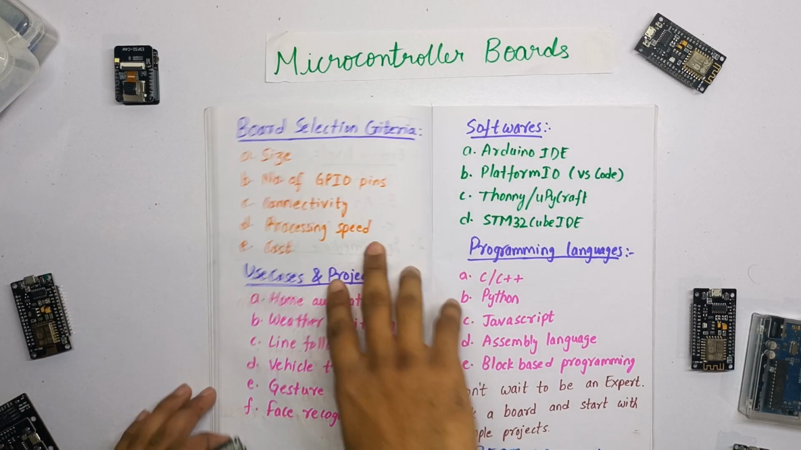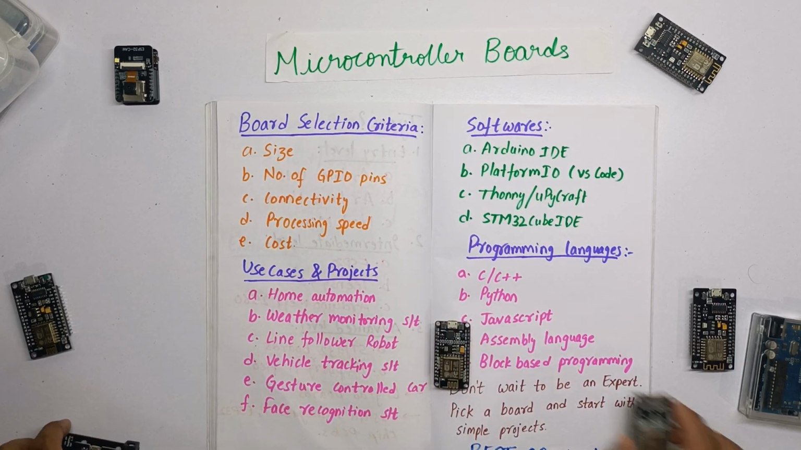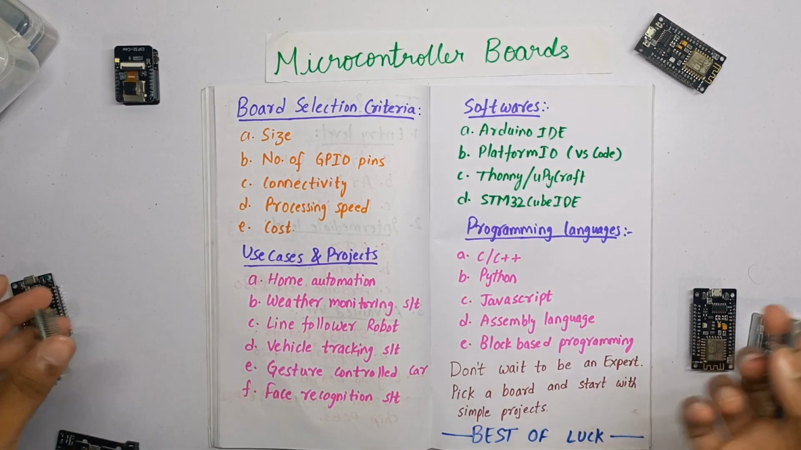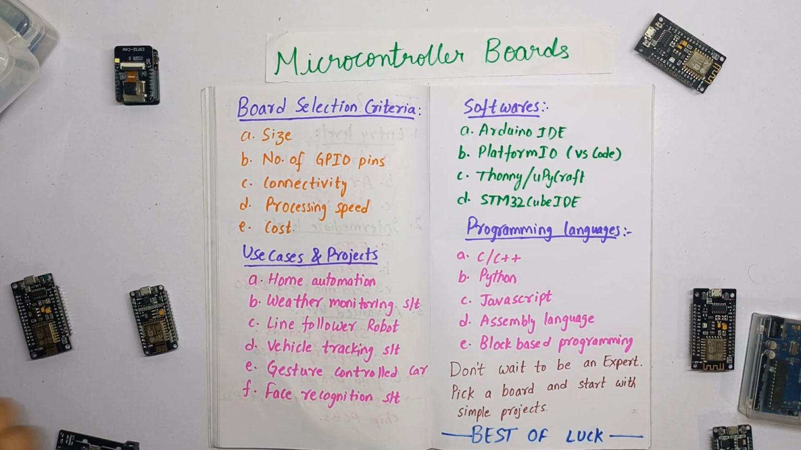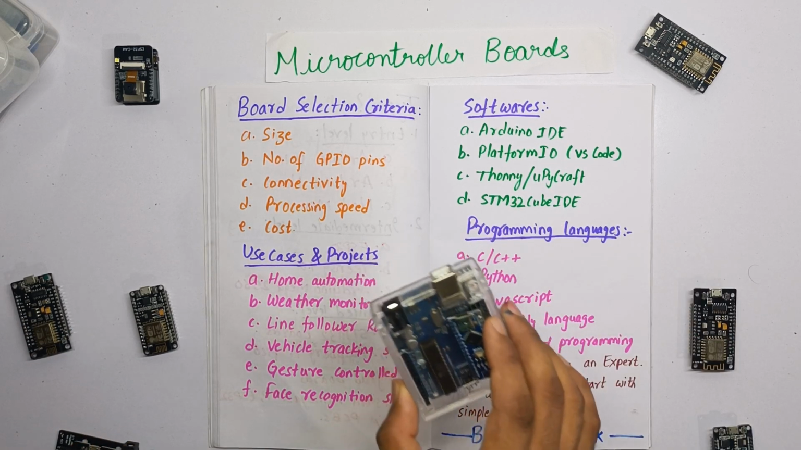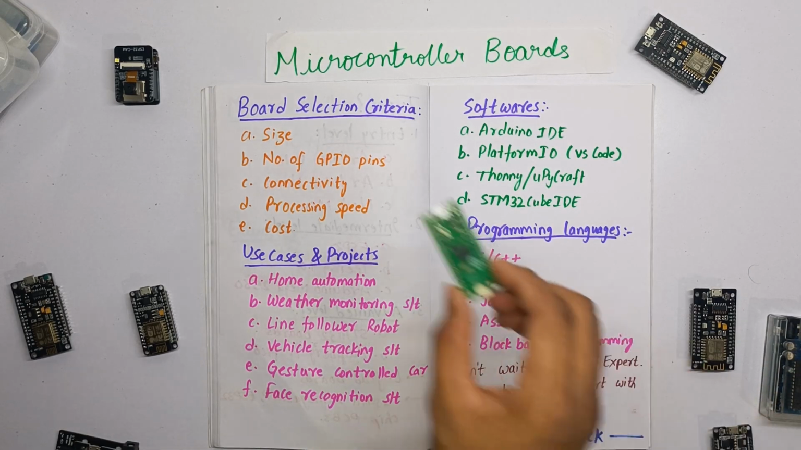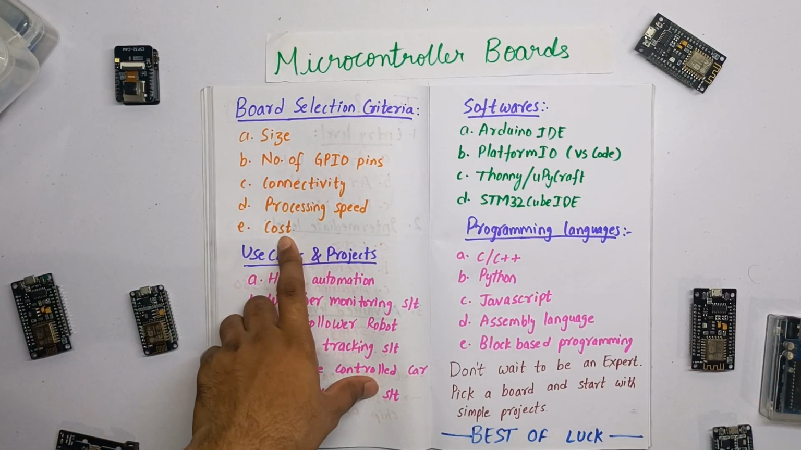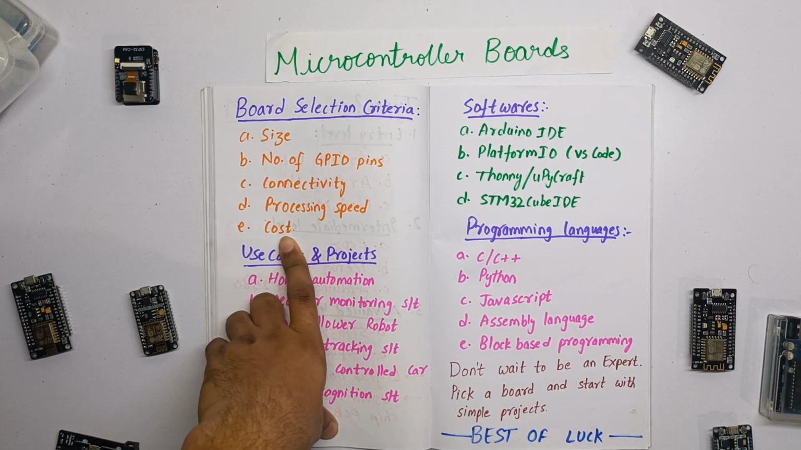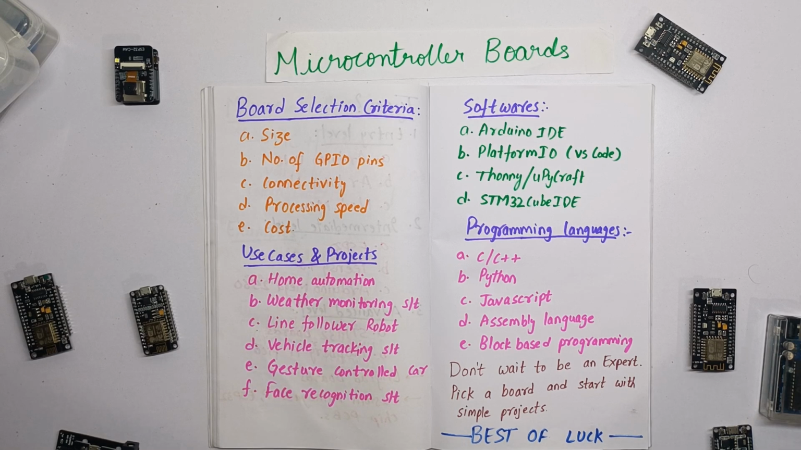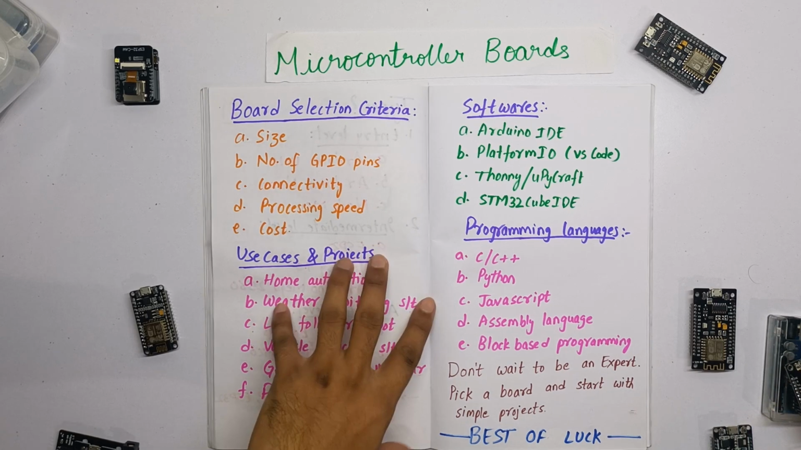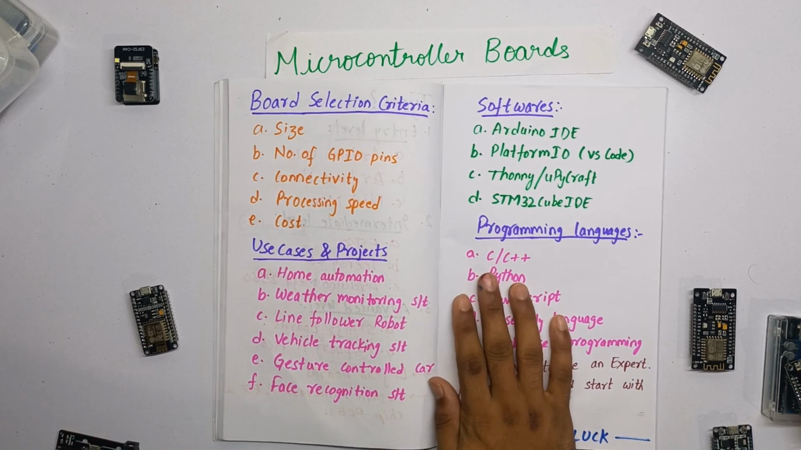And now coming to processing speed, all of these boards have their own processing speed based on the chips that we use in them. So if you want to use it for some specific applications such as image processing or some heavy applications, then these boards might not suffice for you. Then you need to go for boards like Raspberry Pi Pico and all of that. And coming to cost, if you want to make a project with low cost, you may consider using Arduino Nano, ESP8266 or such, right?